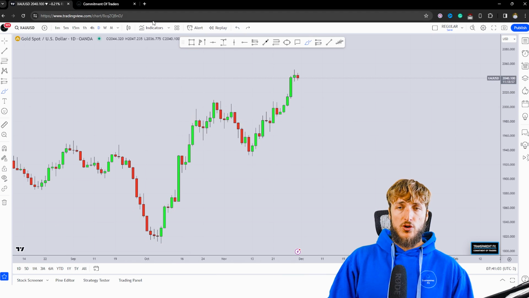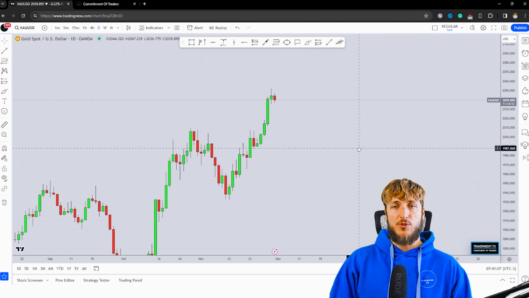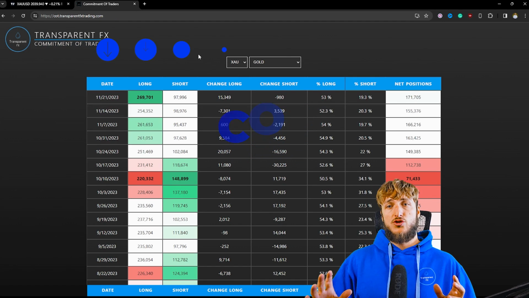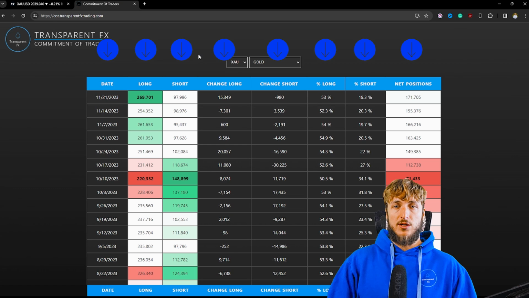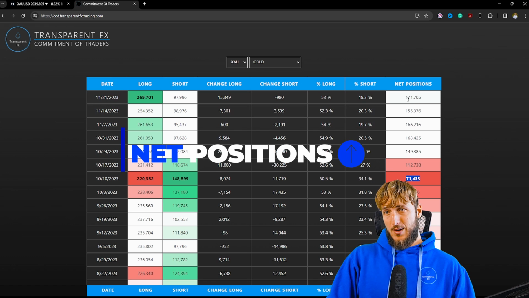Now, before we continue with our technical analysis here from a daily perspective, if we go and see what we have when it comes to the commitment of traders, so how institutions are moving their positioning, what we can see is that with the last reports, we went from 71.4k net positions up to 171.7k net positions.